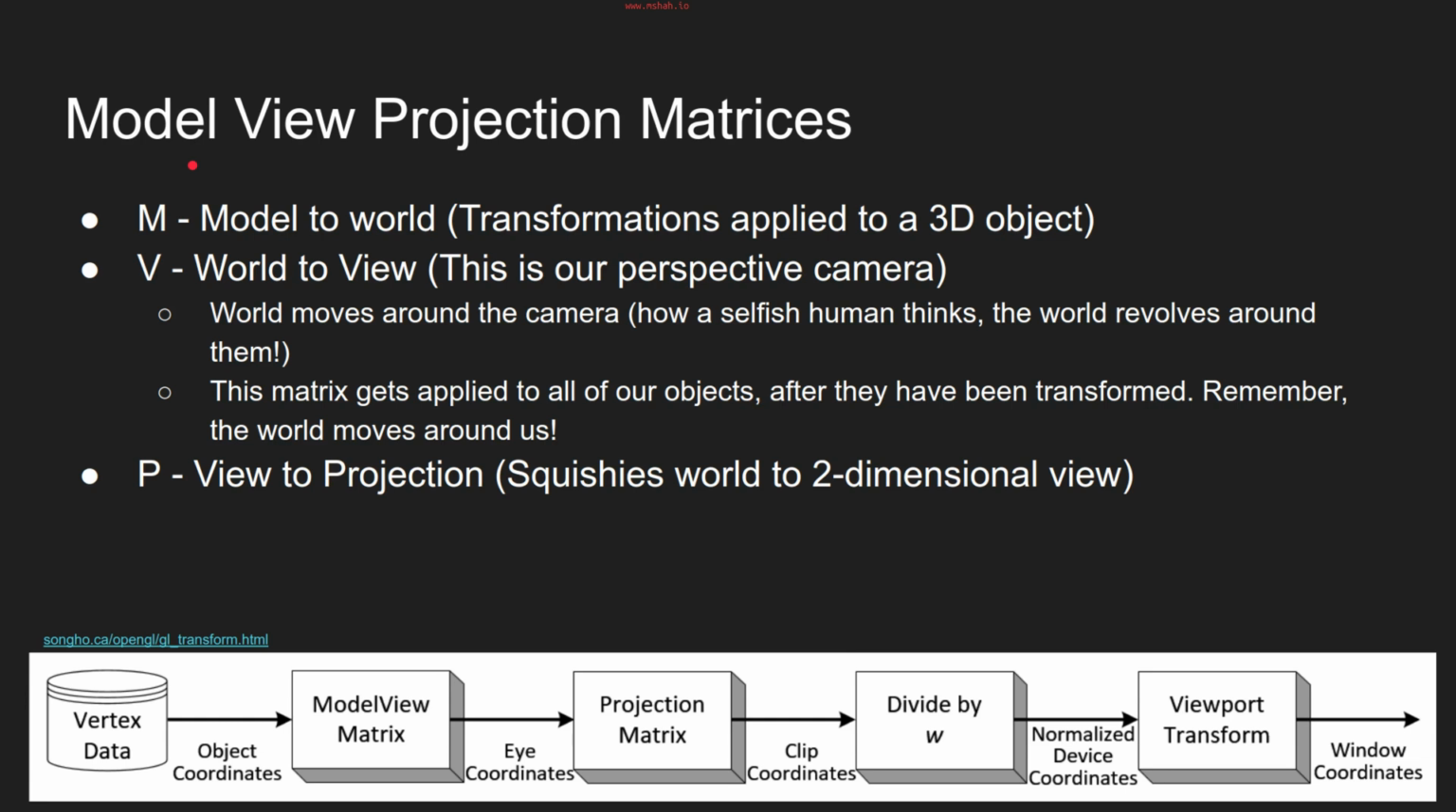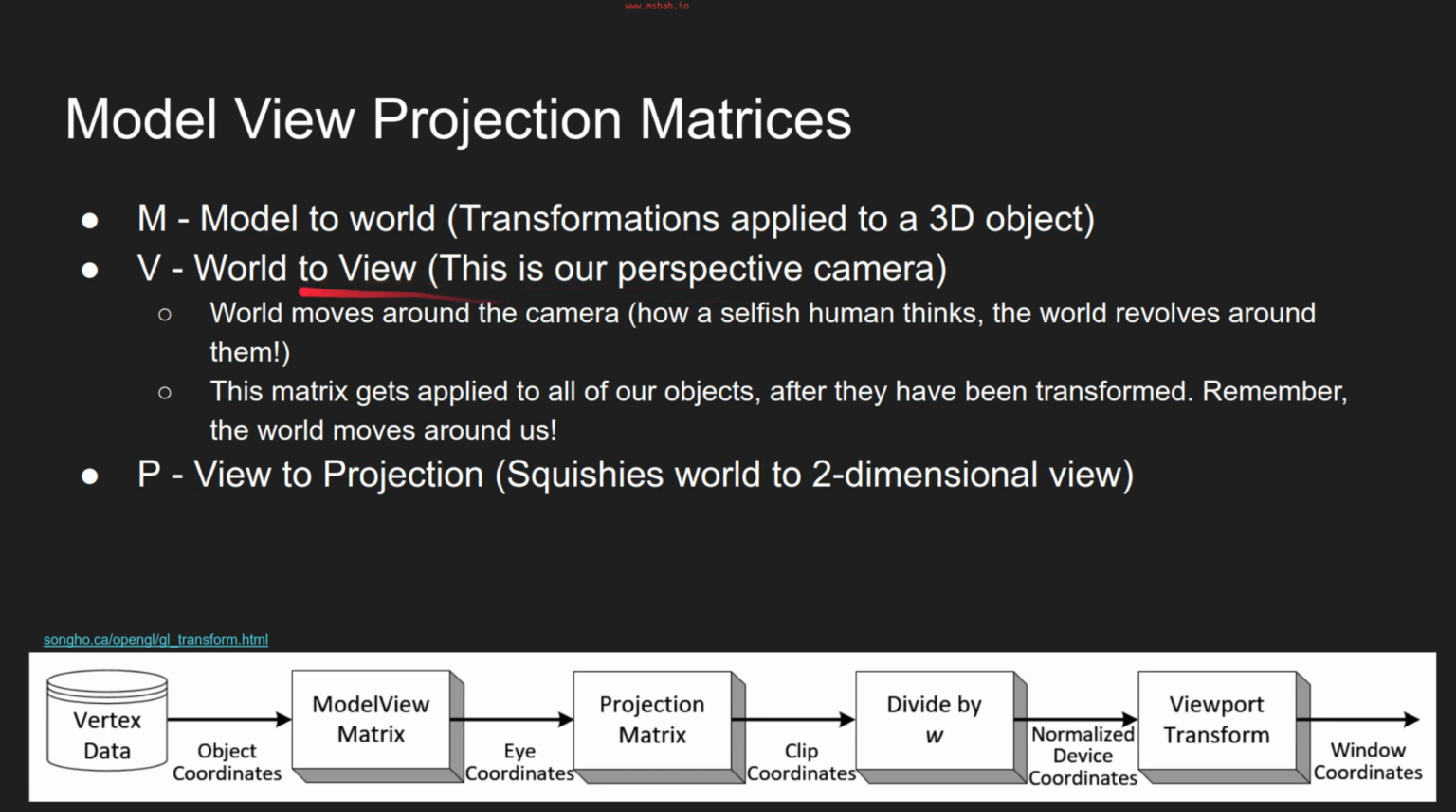But what we really care about, again, is the model view projection matrix, MVP. Model to world, again, transforming our object into world coordinates. World to view, where we are viewing our world. This is our perspective camera.